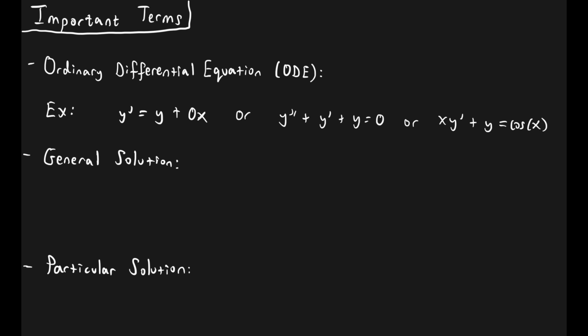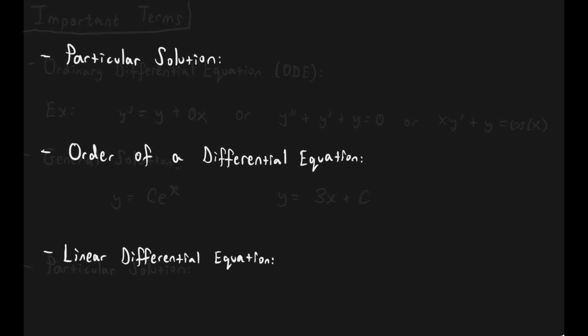So we could have a solution like y equals c times e to the x. That would be a general solution. We could even get something like y equals 3x plus c. That would be a general solution. So if you're seeing a c term or a plus c term, that means it's a general solution and it is not confined to a specific differential equation with a specific initial condition.